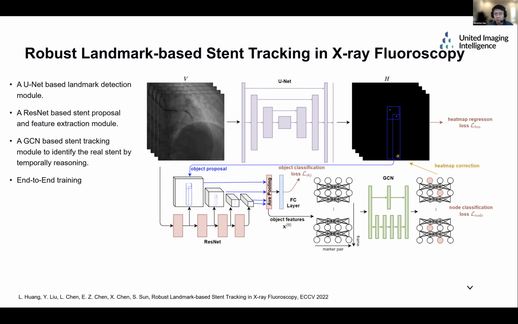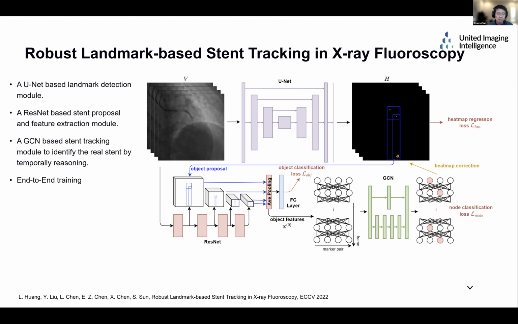true positives. In order to do so, we form the pairs for a stent, and we get a bounding box based on this formation, and send those bounding boxes as the object proposals into the next step. We have a ResNet, and with the ResNet, we extract the feature from the frame, and for each bounding box, we get the feature from different levels of the ResNet, and we do the average pooling, and we get the feature for the stent proposal.